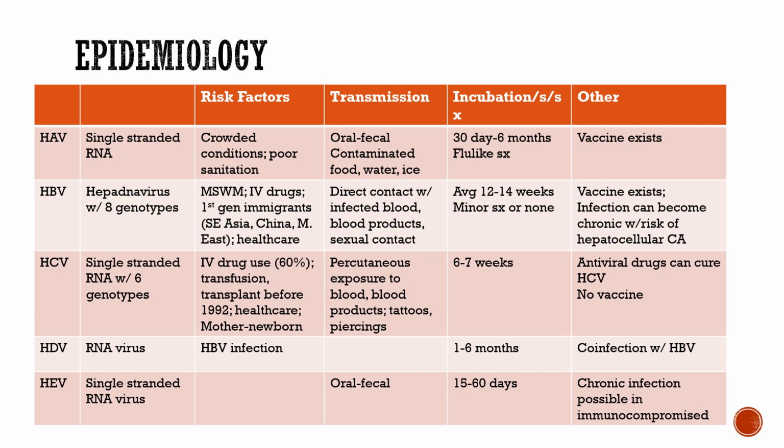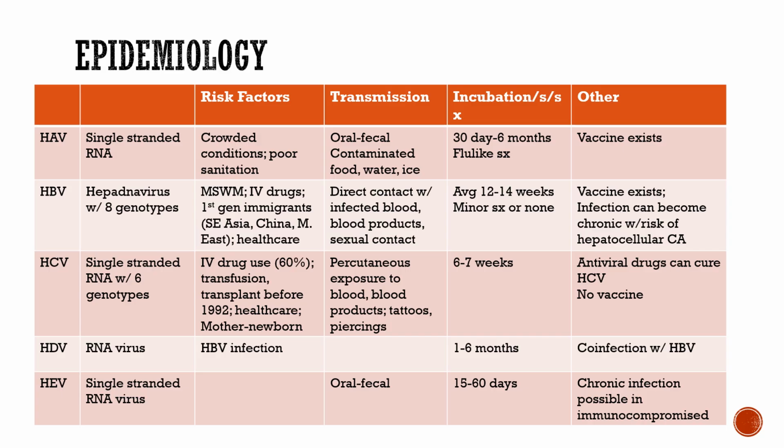Hepatitis B is a hepadnavirus. It has 8 different genotypes. The risk factors include men who have sex with men, IV drug use, first generation immigrants, specifically from Southeast Asia, China, and the Middle East, and healthcare workers. Transmission is direct contact with infected blood products, and sexual contact. The incubation average is 12 to 14 weeks, but it can last as long as 6 months. Often the people have minor symptoms, or they may have none at all.